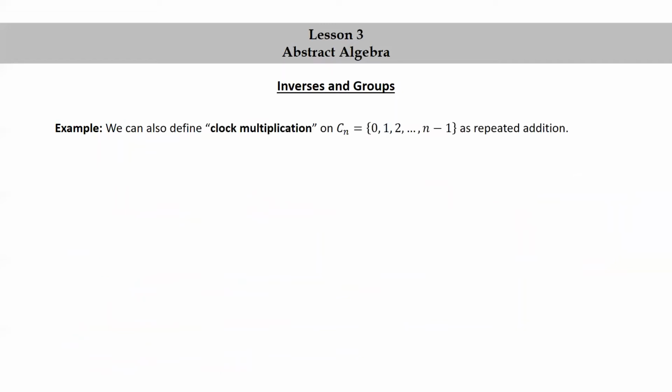We can also define clock multiplication on Cn, the set of 0 through n minus 1, as repeated addition. For example, on C12, we have 2 times 5 is equal to 5 plus 5, which is 10. As another example, 3 times 7 is equal to 7 plus 7 plus 7, which is 2 plus 7, right? Because 7 plus 7 is 2 on a 12-hour clock, and 2 plus 7 is 9.